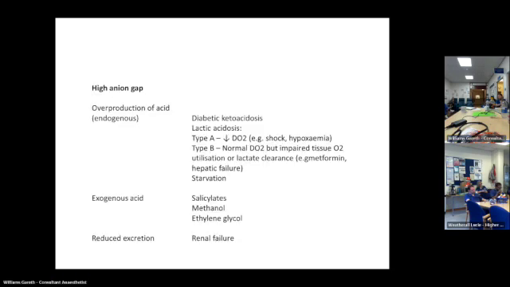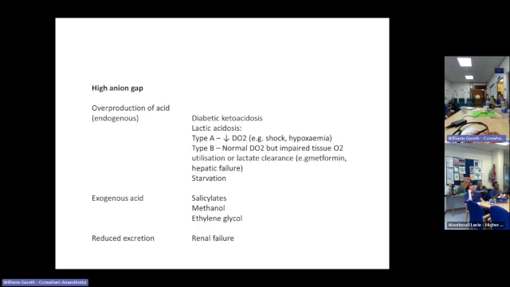So anion gap, you can break it down into these. Overproduction of acid: DKA, lactic acidosis, and some people break lactic acidosis into type A, where you have a mismatch of DO2 and VO2, a failure of respiratory oxidation and increased lactate production from glycolysis, or type B, where actually you've got a normal cardiac output, but you've got some tissue that's ischemic, like your gut.